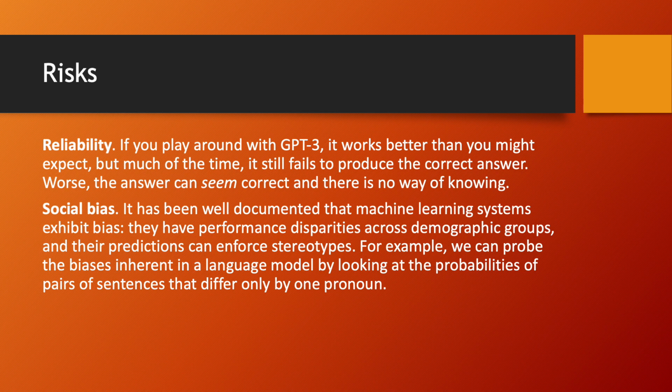Social bias. It has been well documented that machine learning systems exhibit bias. They have performance disparities across demographic groups, and their predictions can reinforce stereotypes. For example, we can probe the biases inherent in a language model by looking at the probabilities of pairs of sentences that differ only by one pronoun.